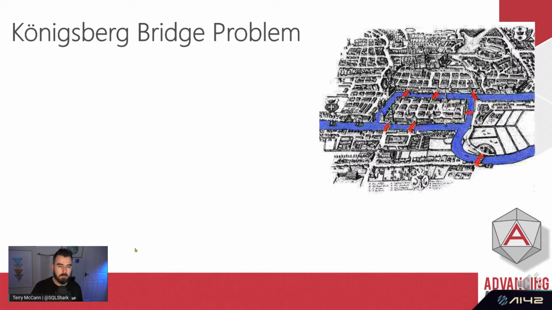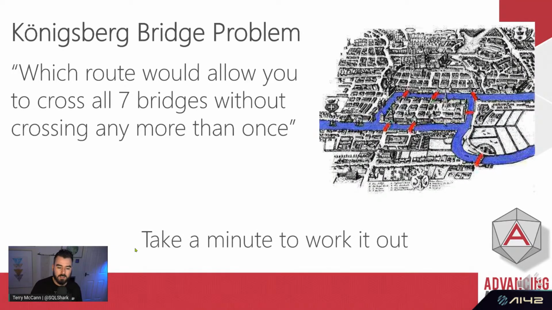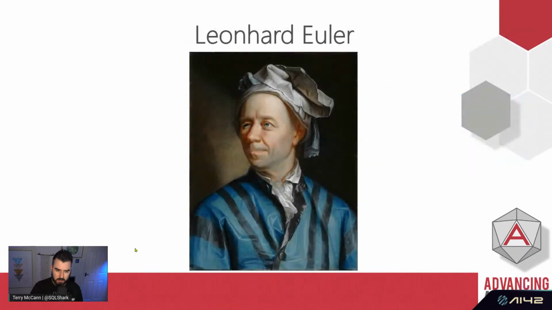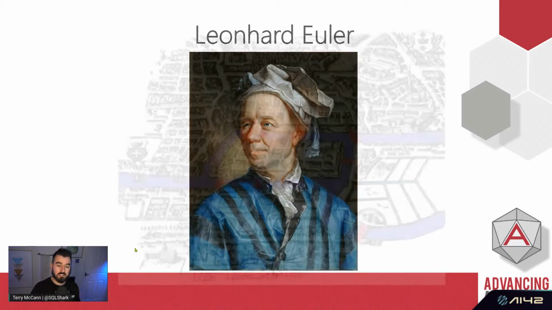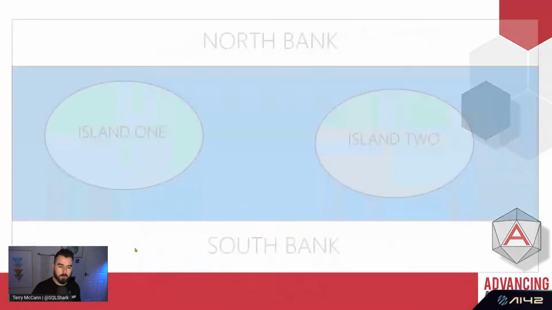There were 4 land masses which were intersected by 7 bridges. This couldn't be solved, and the mayor couldn't quite understand why. So he approached a very prominent mathematician at the time, a chap called Leonhard Euler, to try and solve it. Euler initially dismissed the problem, but later came back to it, had a better look at what it was trying to solve, and broke the problem down into a number of key components.